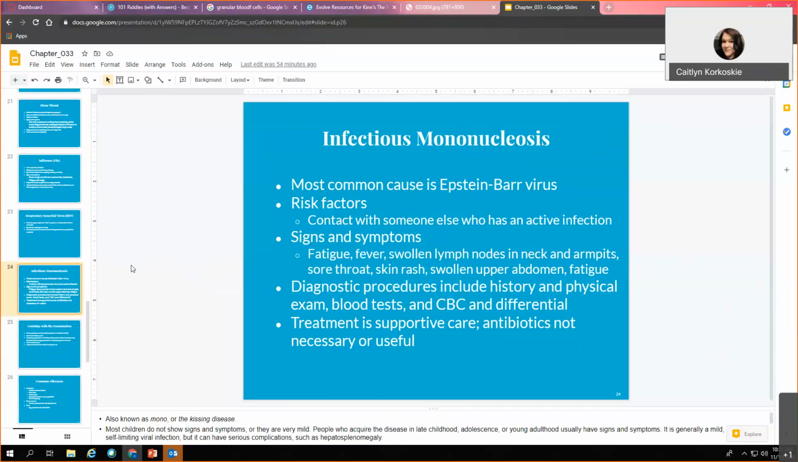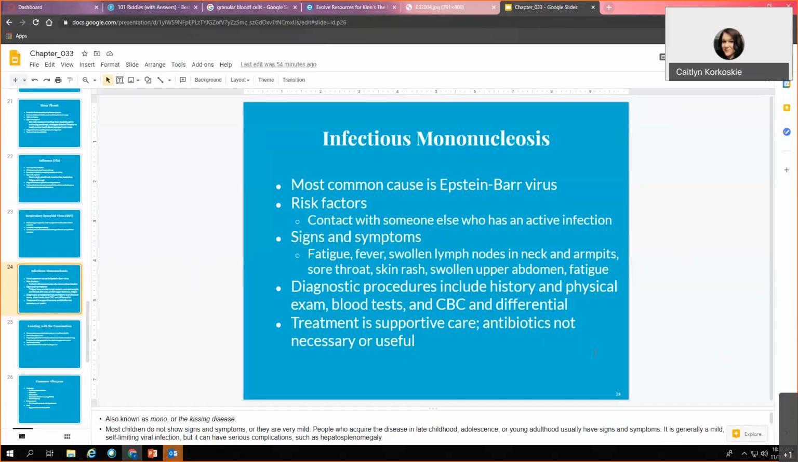Okay, gotcha. And this is pretty highly contagious. If you have direct contact with someone else who has an active infection of mononucleosis, signs and symptoms would be fever, fatigue, swollen lymph nodes in the neck and armpits, sore throat, skin rash, swollen upper abdomen, and fatigue. I guess it's listed twice because you do get very tired when you have this type of infection.